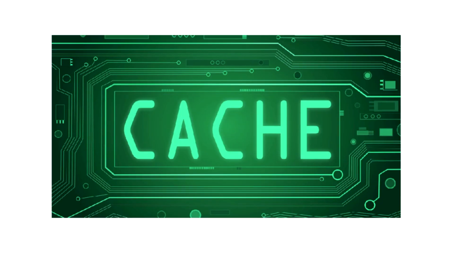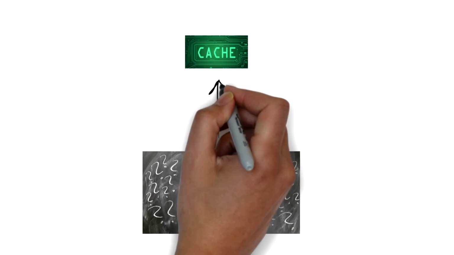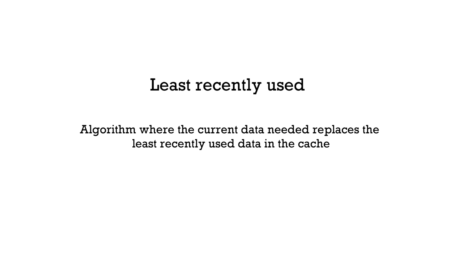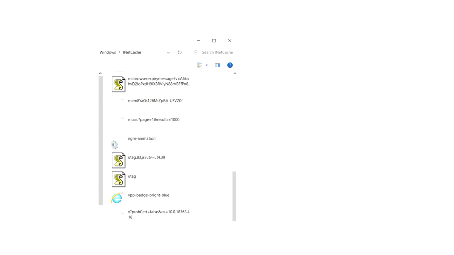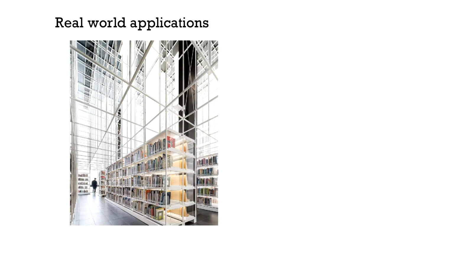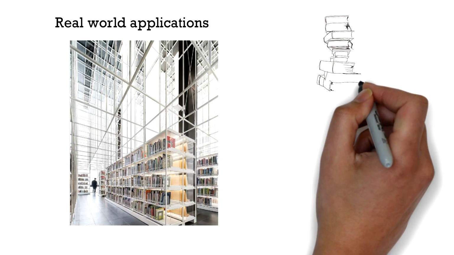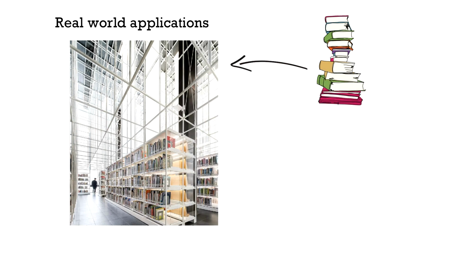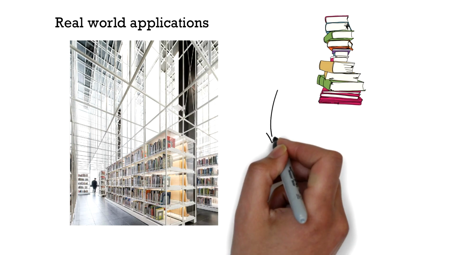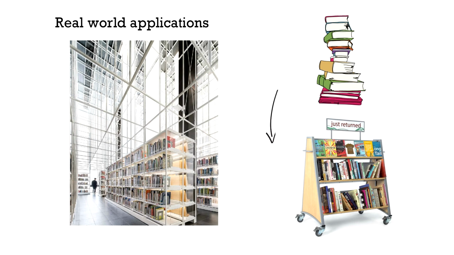Since the cache is so small, algorithms have to develop to decide what goes into the cache. Least recently used is an algorithm where the current data needed replaces the least recently used data in the cache. It works because data used recently is likely to be used again and vice versa, a concept called locality. There are many possible applications of caching in the real world. For example, by returning newly returned books to the general bookshelves, the librarians are in fact making it more inefficient, as those books are likely to be borrowed again and thus need to be found again. Instead, those books should be put in a separate, recently borrowed bookshelf.